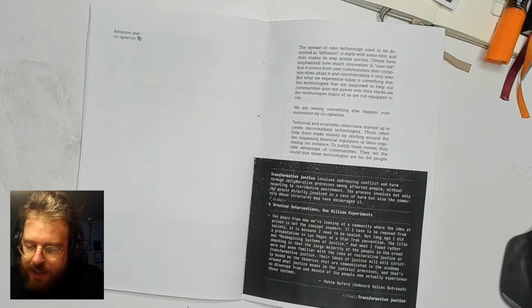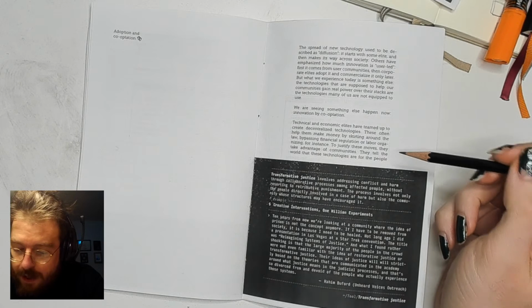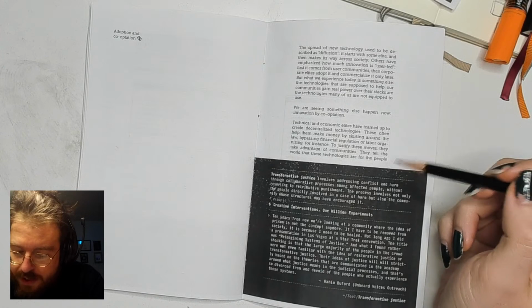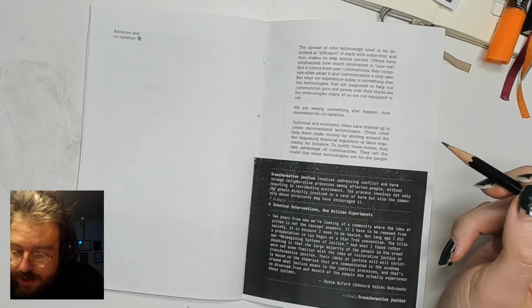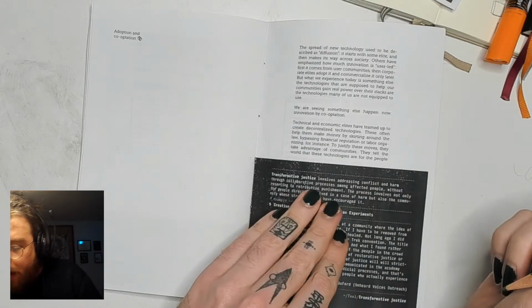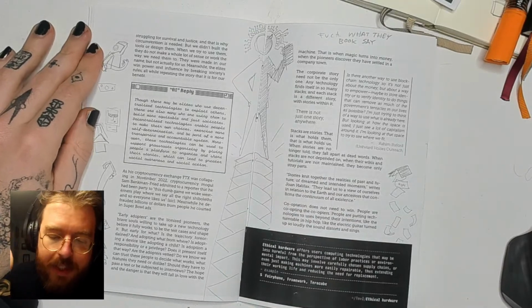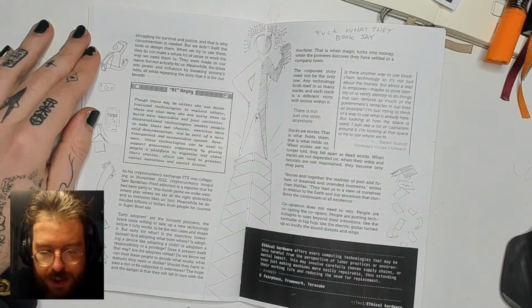Technological and economic elites have teamed up to create decentralized technologies. These often help them make money by skirting around the laws, by bypassing financial regulations or labor organizing, for instance. To justify these moves, they take advantage of communities, they tell the world that these technologies are for the people struggling to survive, for survival and justice. And that is why circumvision is needed.